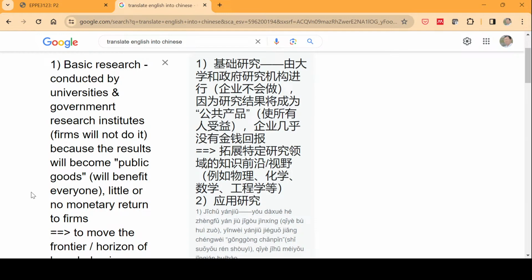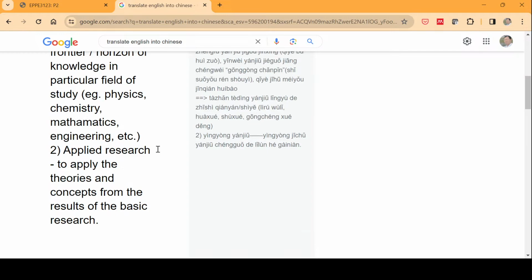The second one is applied research, to apply the theories and concepts from the results of the basic research. This will be conducted by firms.